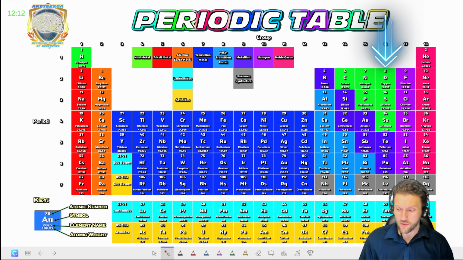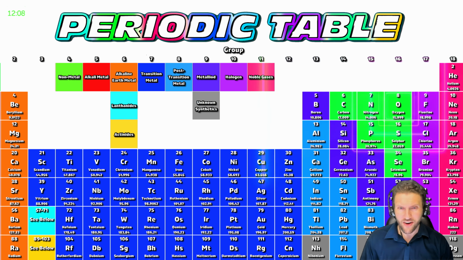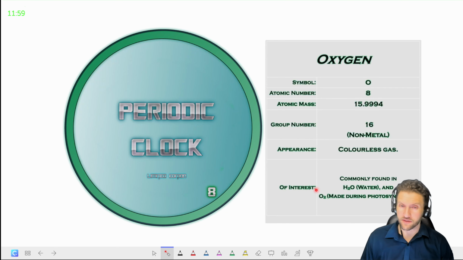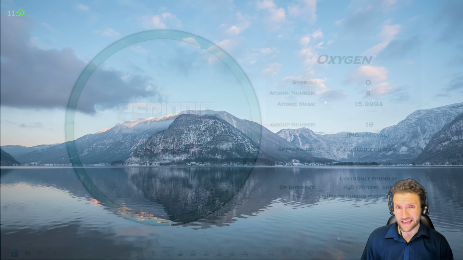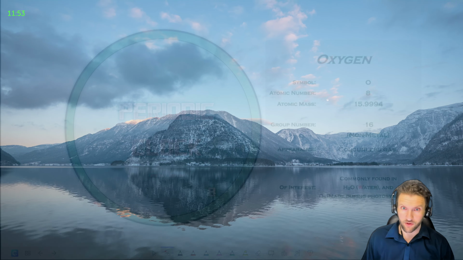Next one's oxygen. Symbol's going to be O. We have atomic number 8. Mass of 15.9994. That's a pretty accurate number. Group number, we're pushing 16, also a non-metal. And lots of different uses here, but take note, it is a colorless gas. I mean, you're not surprised by that one. And take a deep breath before we say that.